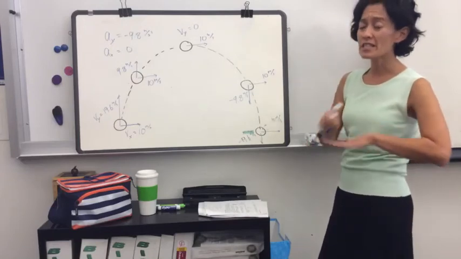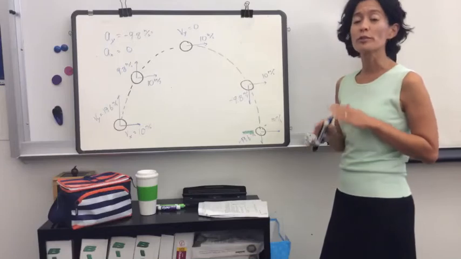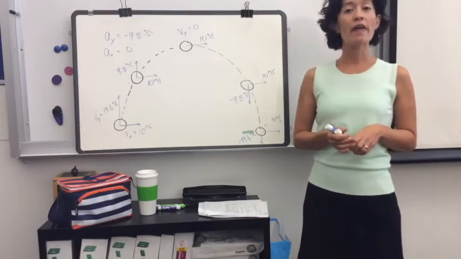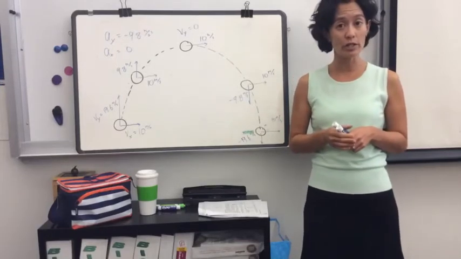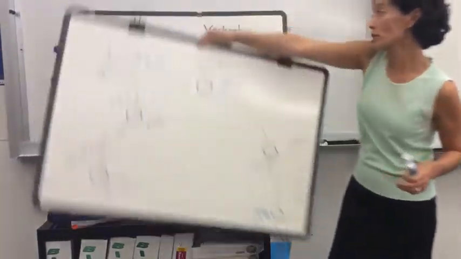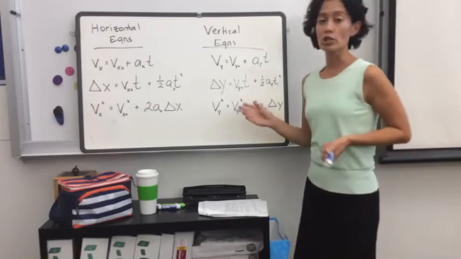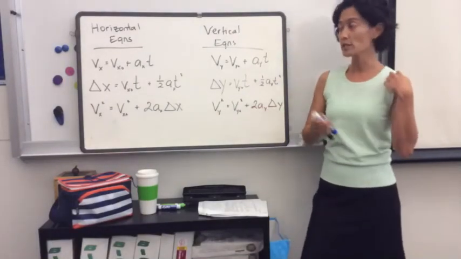So the key idea, the huge, big idea, is that horizontal motion and vertical motion are completely independent of each other. Because they're completely independent of each other, the equations are going to be independent of each other too. So let's look at the kinematic equations that we had from the previous chapter. Here were our kinematic equations. Okay, again, these should look familiar. All I've done is kind of gone subscript crazy with these.